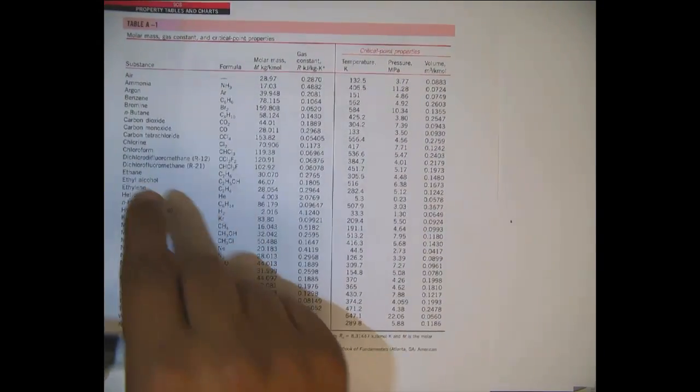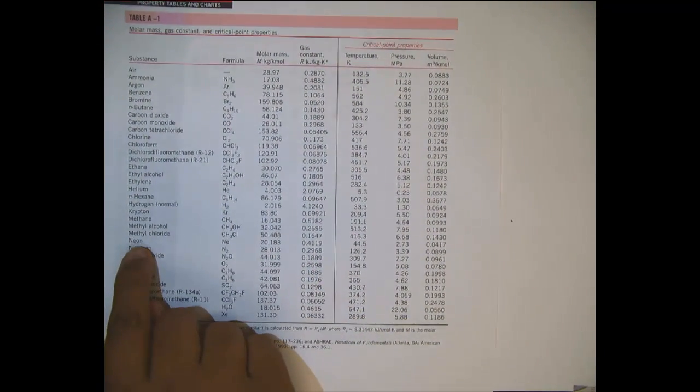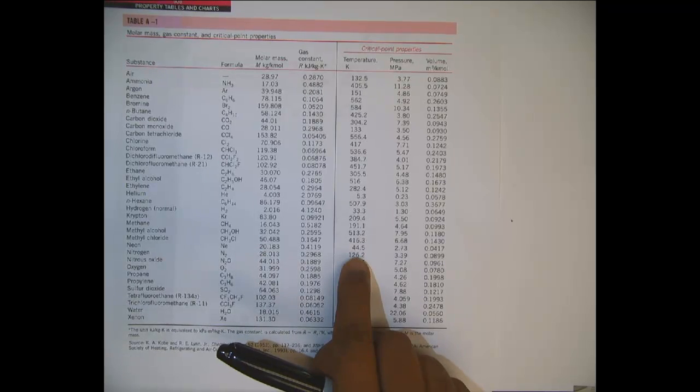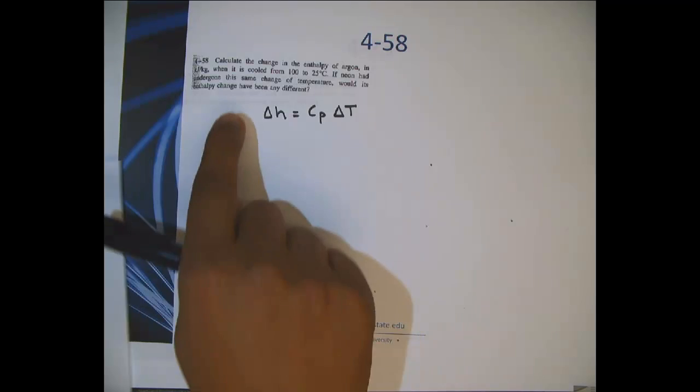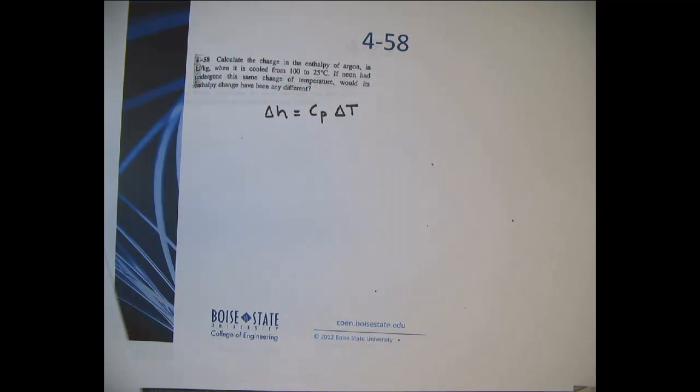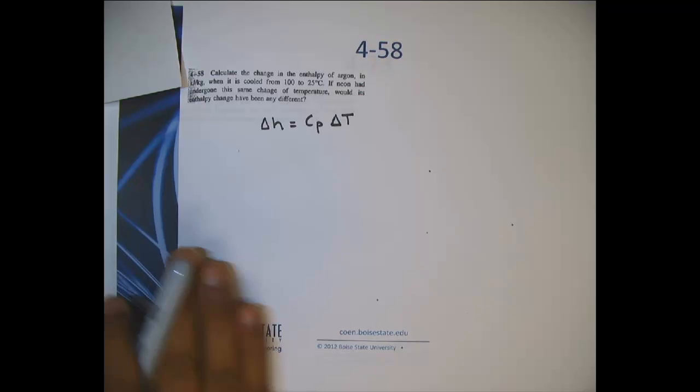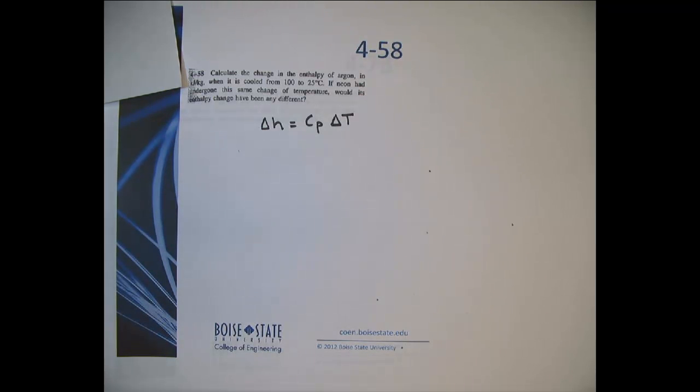Now let's look at neon. You can see that even for neon, the T critical is just 44.5 Kelvin. So again, we can safely assume neon to be an ideal gas at these conditions. Now that we know that, it's very easy to compute. What you have to do is find out what Cp for argon and neon would be. This you can determine from table A2A.